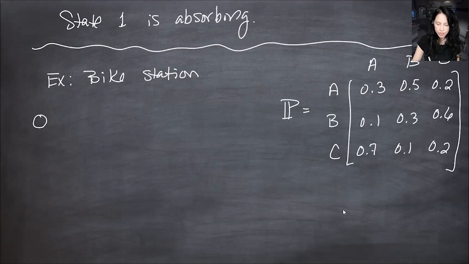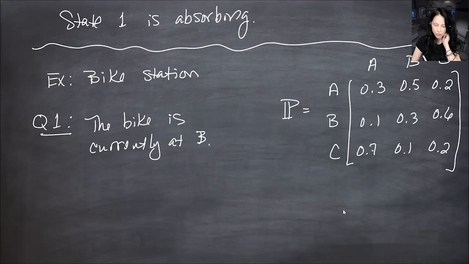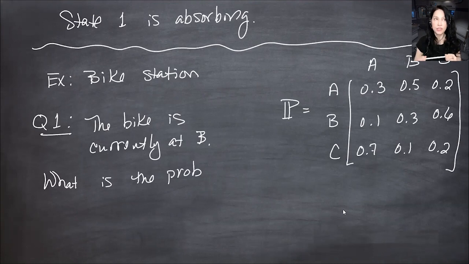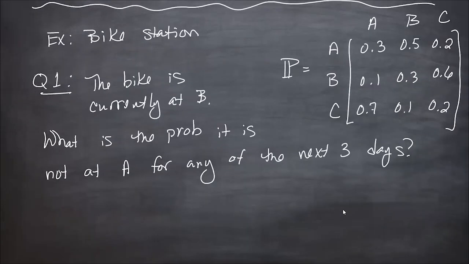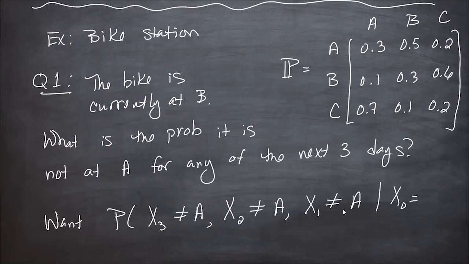I have a few questions for you. Question 1: the bike is currently at station, say, B. I want to know, what is the probability that it is not at station A for any of the next 3 days? If Xn is the position on day n, here's what we're trying to compute: the probability that X3 is not A and X2 is not A and X1 is not A, given X0 is B.